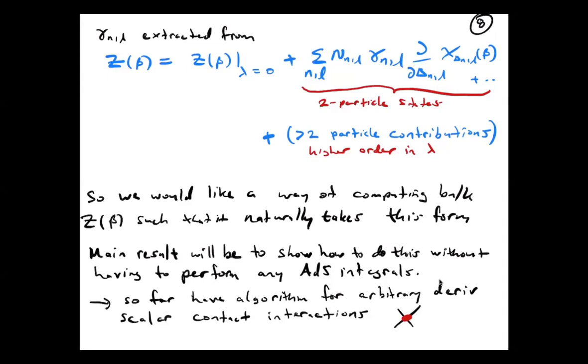Okay, so in principle, if I have Z of beta and I can expand it in this form, then I just read off the gammas here. So what I want to do is find a way of computing things in the bulk such that Z of beta naturally takes this form.